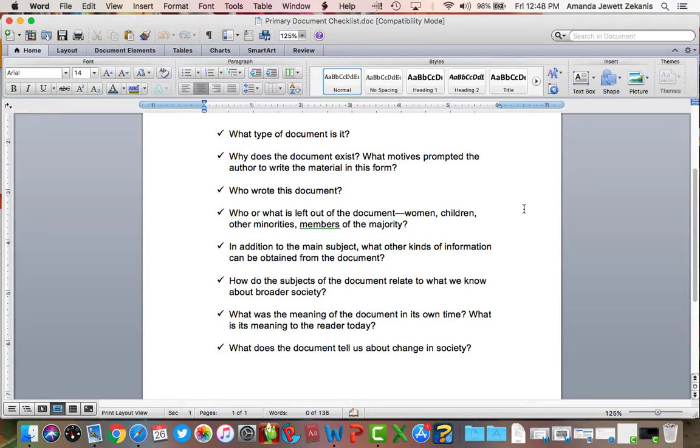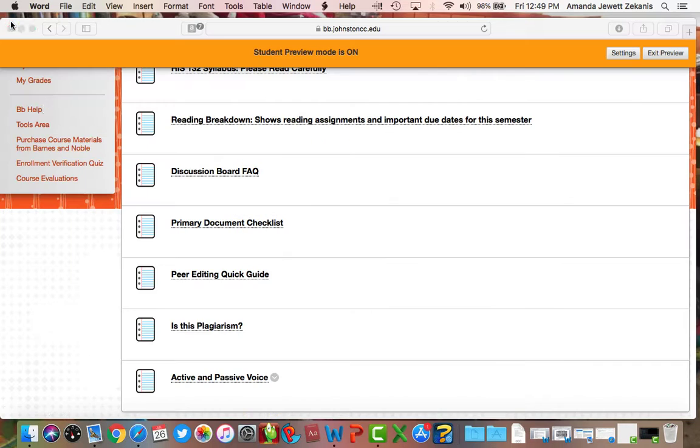How does the document tell us about change in society? So these are all things that you'll want to think about as you read these documents. This is just a guideline for folks who may want a little bit of extra information when it comes to, like, what am I looking for? Why are we reading this? Why are these important? Okay.